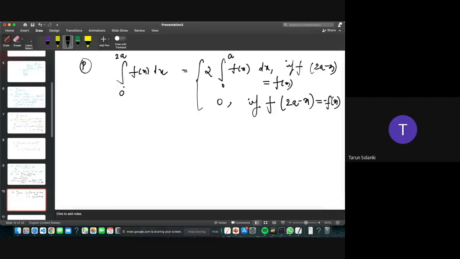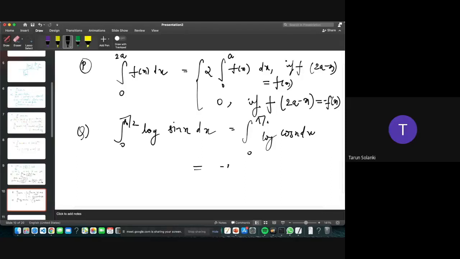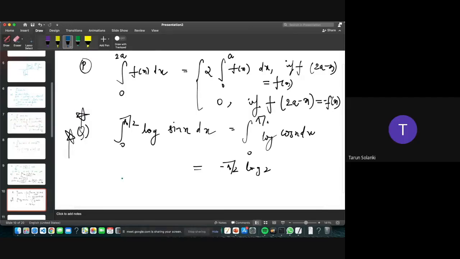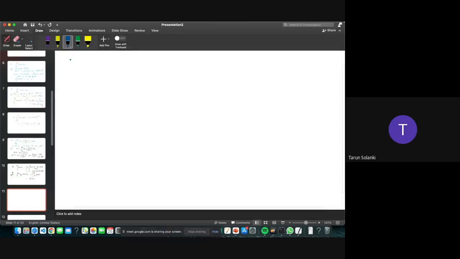So let us take a question on this. Okay, so let us start with the question. We have to prove that the integral from 0 to pi by 2 of log of sin x dx is equal to the integral from 0 to pi by 2 of log of cos x dx, which is equal to minus pi by 2 log 2. This is very important. It has a long derivation, so I will solve this. So first copy down the question. So let us start. Solution.